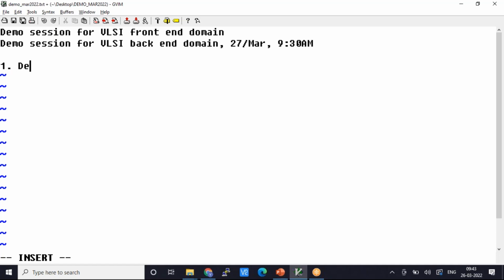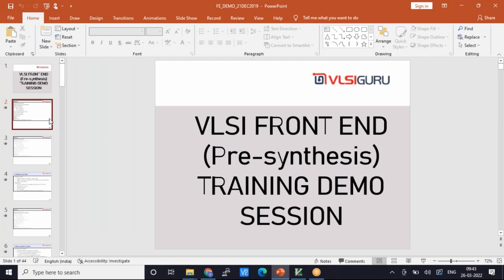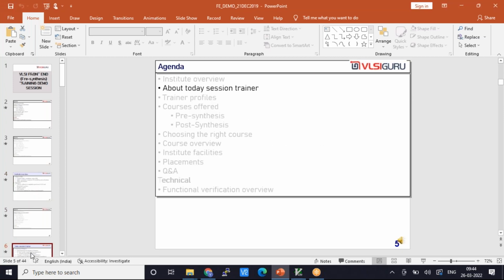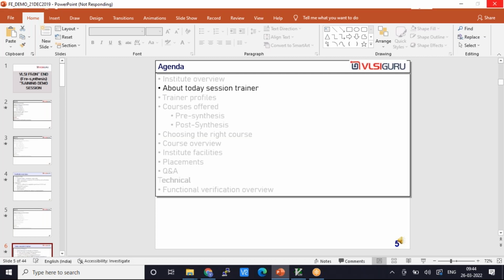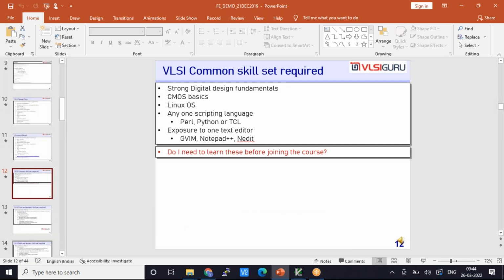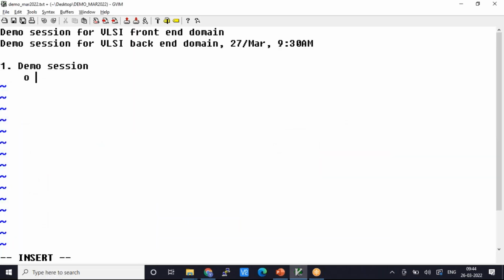Now today will be the demo session. As I said, it will be a demo session for various domains. So what all sessions will the demo be for? Just a second. Let me explain you. So it will be a demo session for VLSI front end.